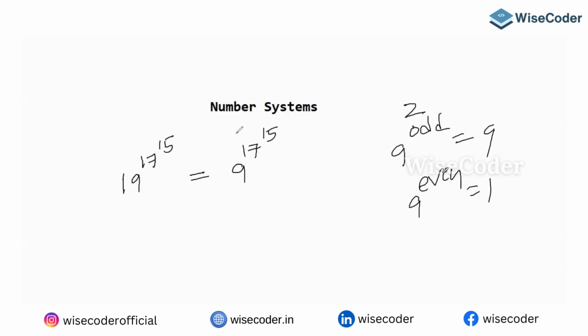We just see whether the index is even or odd. So you need to figure out 17 power 15. Guys, this is an odd number. Odd power anything should be odd only, yes or no? We have seen initially, odd power odd always gives you odd. So this is 9 power odd. So what is the unit digit of 9 power odd? It is 9.